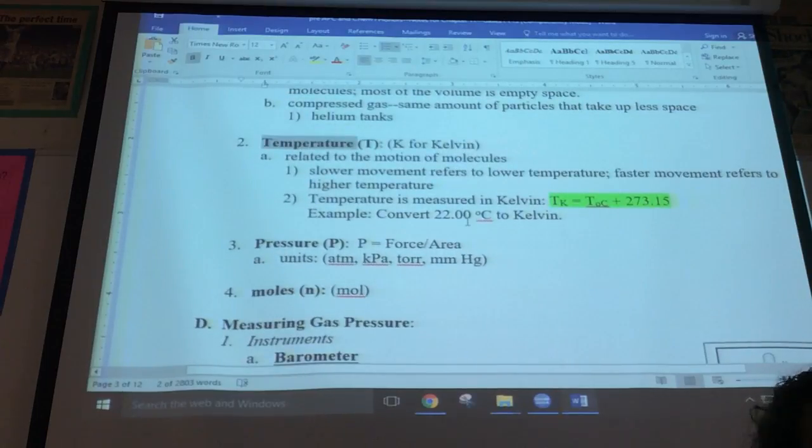A second variable we're going to look at is temperature, abbreviated with a capital T. Be careful, lowercase t is time. And for this we're going to have to use Kelvin. Typically we make measurements in degrees Celsius.